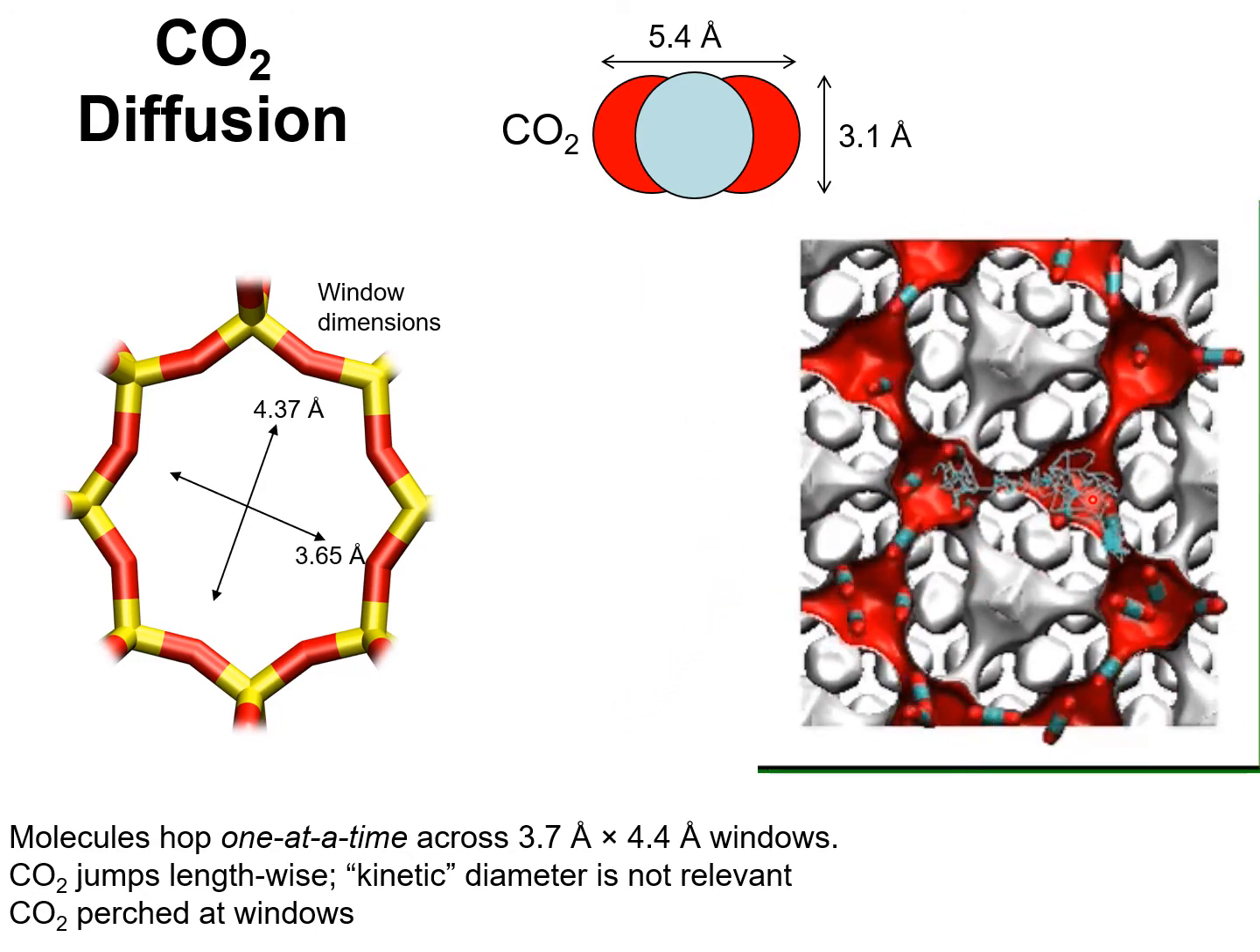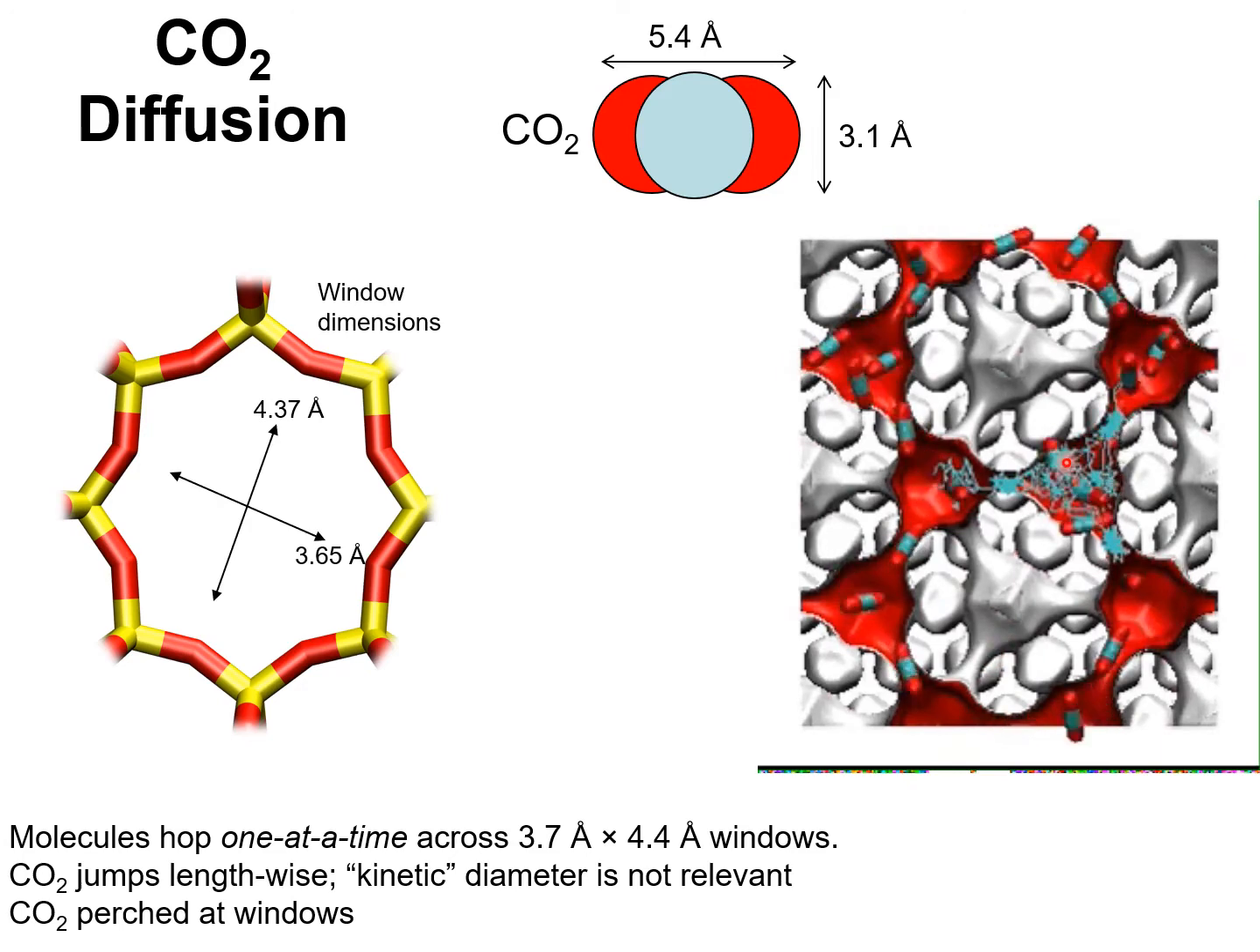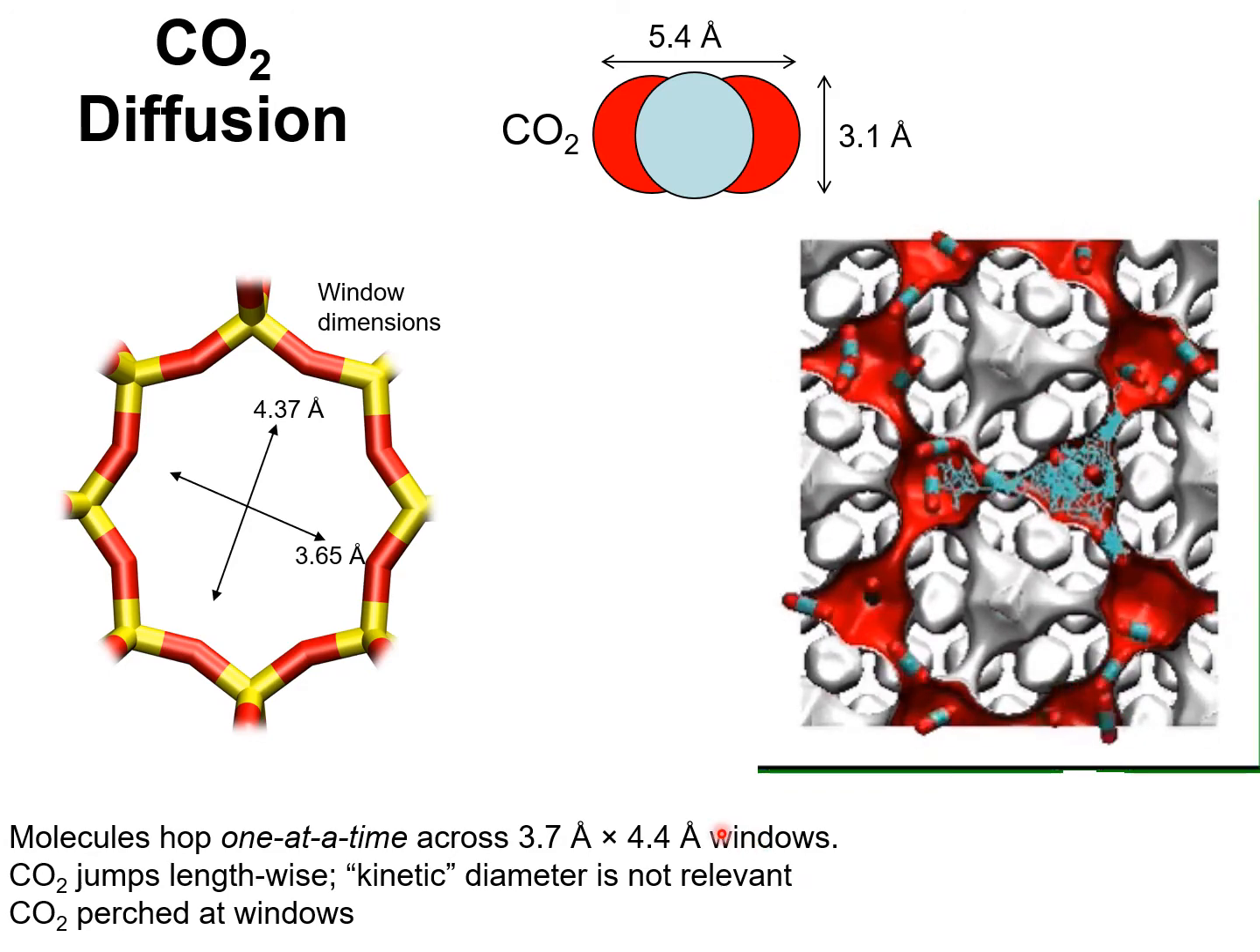A CO2 molecule can only diffuse lengthwise from one cage to the adjacent cage. In this animation, the trajectory followed by a single CO2 molecule is followed as a function of time. You will note from these animations that CO2 spends a disproportionately large amount of time near the window and is preferentially perched at the window site. This has important consequences for separations, as we shall discuss in subsequent slides.